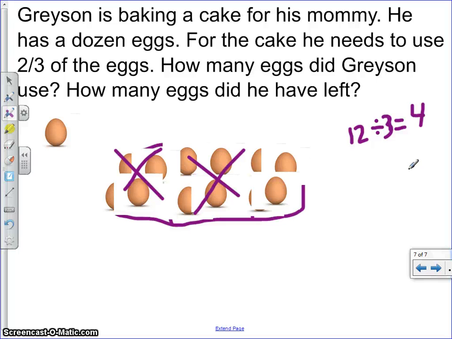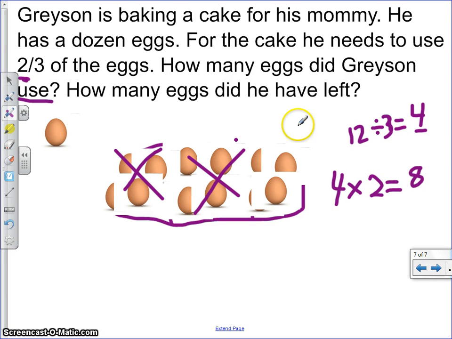Okay? Now, my numerator, remember the top number, tells me how many groups I am talking about. In this case, that's how many groups I am using. So if I take my answer, 4, and I multiply it by the numerator, which is 2, then I know that 8 eggs is 2/3 of 12 eggs. And then the last third remaining is 4. Okay? I know this is a lot of information right here, but we will definitely practice this in class. Okay? We will go over both strategies again.